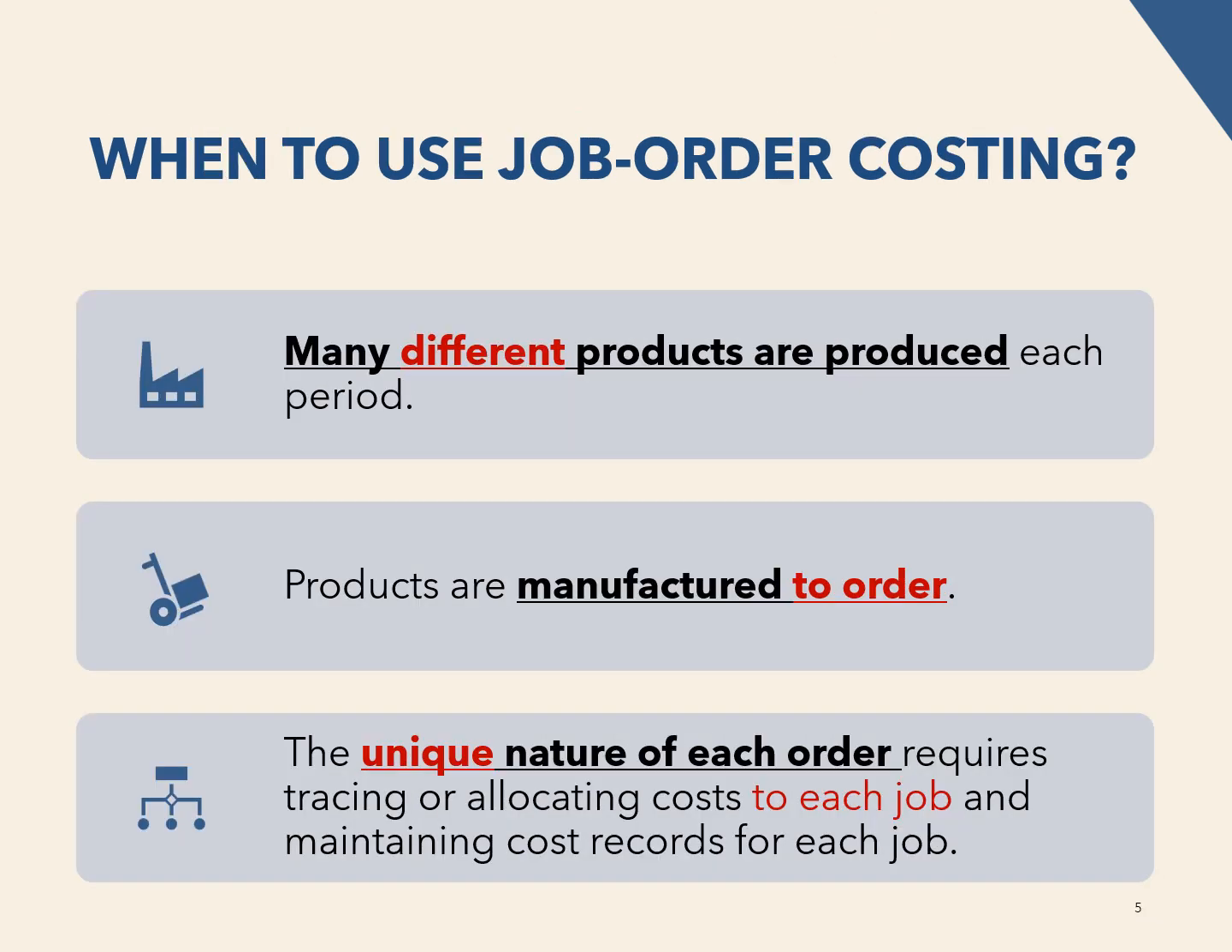When do we use job order costing? There are also three different situations which will help us to make the decision. The first one is when many different products are produced each period. And the second one is when products are manufactured to order. The third one is when the unique nature of each order requires tracing or allocating costs to each job and maintaining cost records for each job.